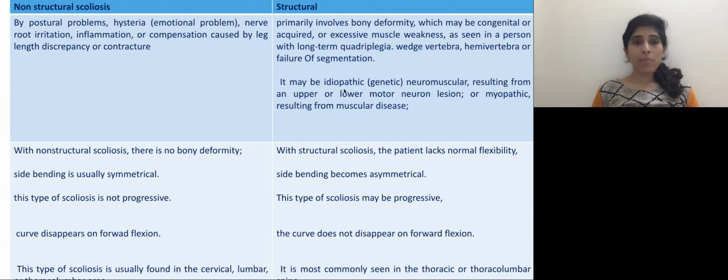Side bending will be symmetrical in the case of non-structural. In the case of structural, it is asymmetrical. Non-structural scoliosis is not a progressive type, whereas structural is a progressive type. The abnormal curve disappears on forward bending in non-structural, whereas in the case of structural scoliosis it won't disappear. Non-structural scoliosis is usually found in the cervical, lumbar, and thoracolumbar region, whereas structural scoliosis is mainly seen in the thoracolumbar and thoracic spine area.